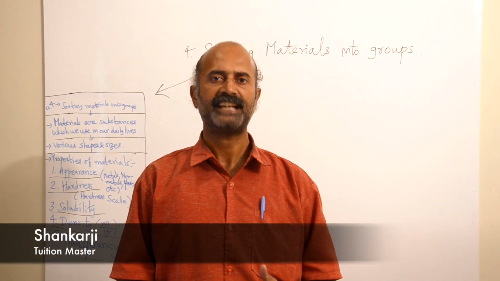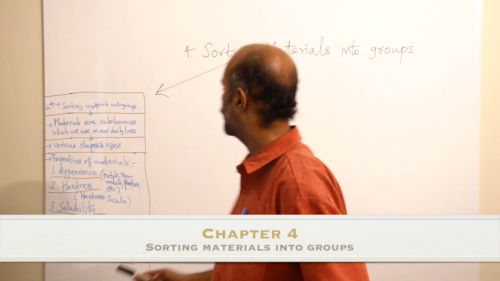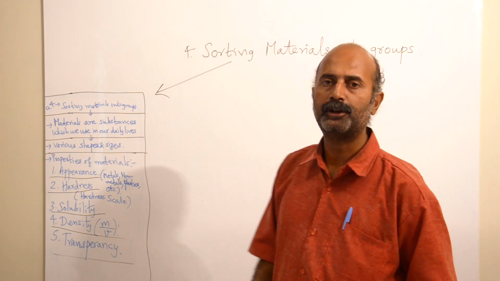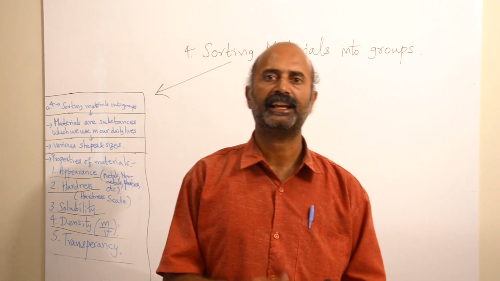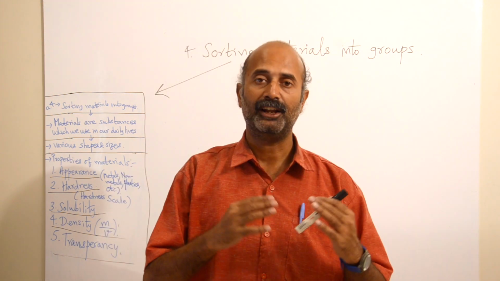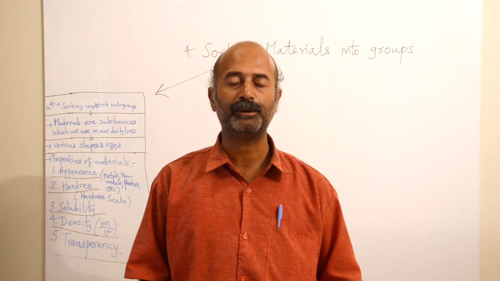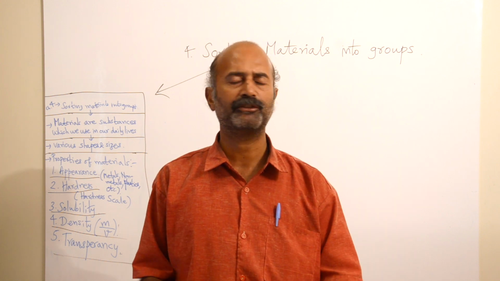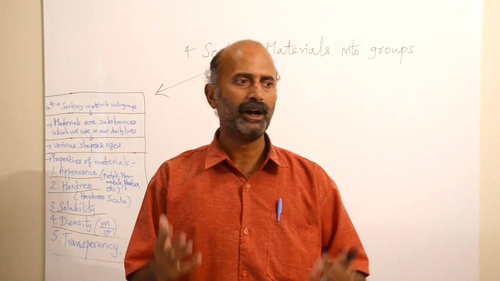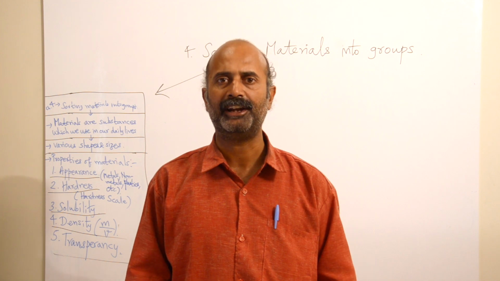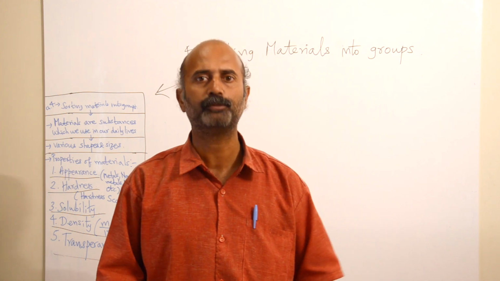Now we will be discussing chapter 4, which is sorting materials into groups. Like we discussed in the previous chapter, we discussed materials like fiber to fabric. There is an enormous amount of materials available, natural materials, artificial materials. So how will you study them in a systematic manner? You have to classify them, you have to group them.